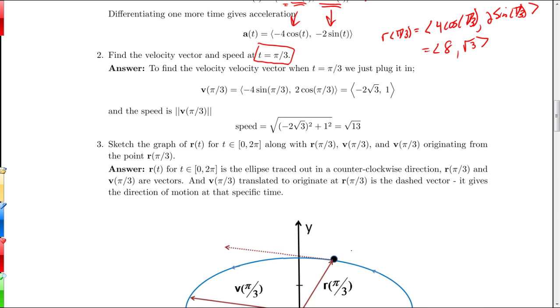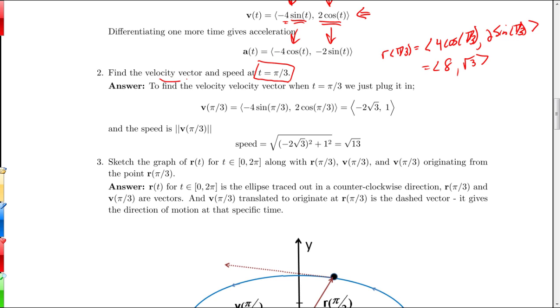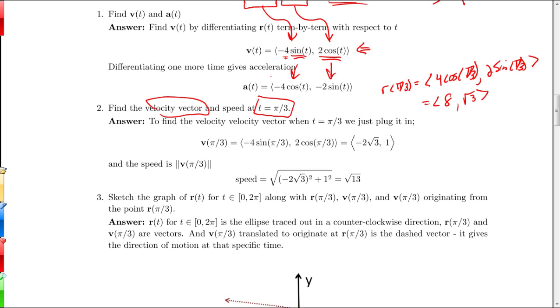Okay, so what I want to do is find the velocity vector and the speed at that time. Now the velocity vector at that time is just a matter of taking this velocity vector valued function and sticking in pi over 3. And when you do that and simplify, you get negative 2 root 3 and 1. And the speed at that particular time is just the magnitude of this vector. So I take this, square it, add them together, and take the square root. And so the speed is square root of 13.